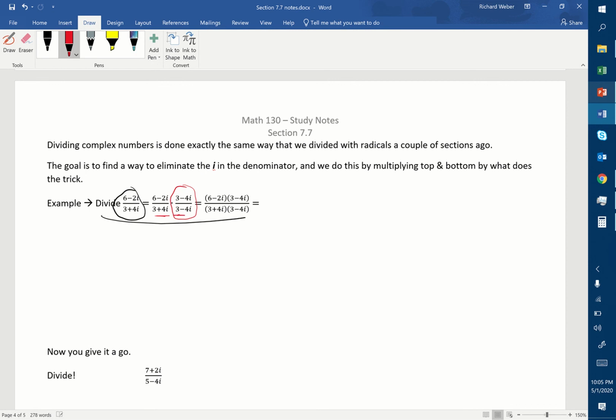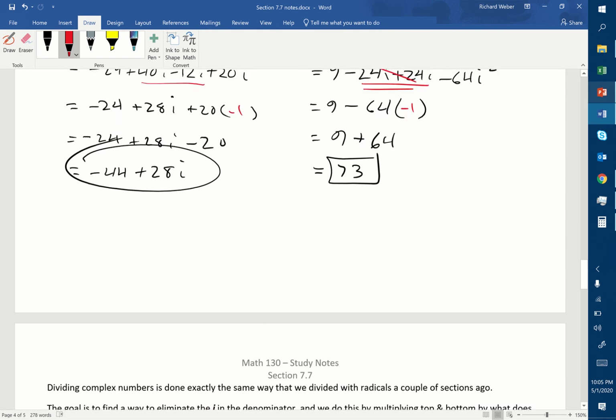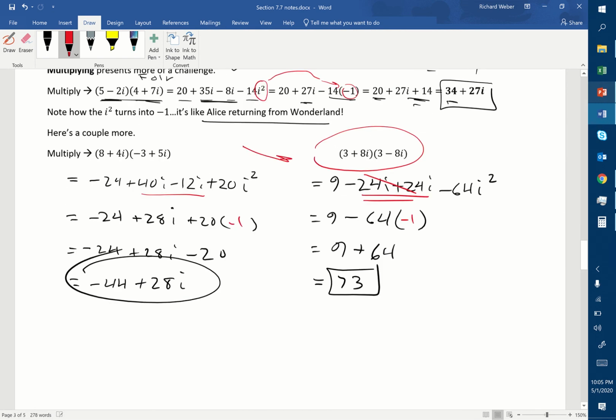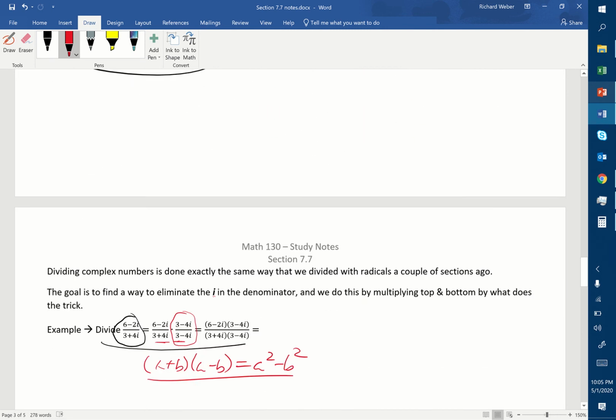See that? They're creating the difference of squares. Did I write it one more time? Okay, I'll write it. A plus b times a minus b is a squared minus b squared. And what happens is the inner and outer disappear, and that's what happened here to that example. The i terms disappear.